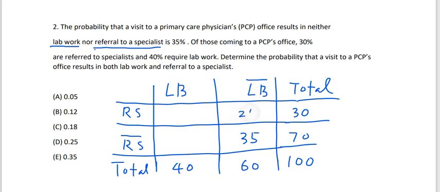We can fill out this table: 25, and this is 5, because this plus this is 30, and here this is 35. So we fill out the table so we can answer the question. What is the question? Find the probability or percentage that they visited and result in both lab work and specialist, and both is this. So 5%.